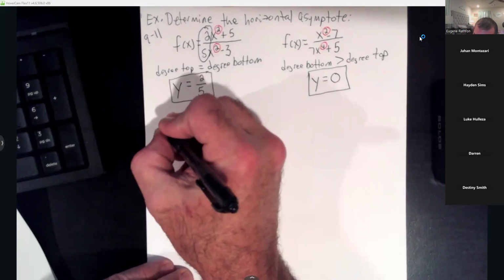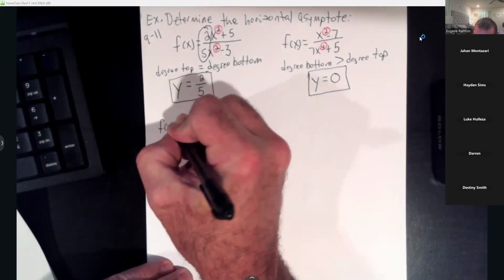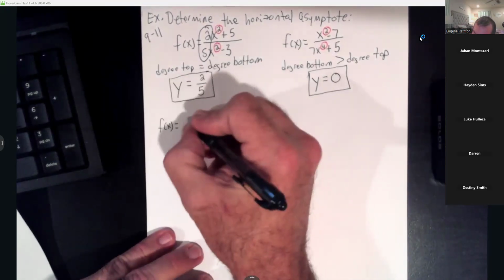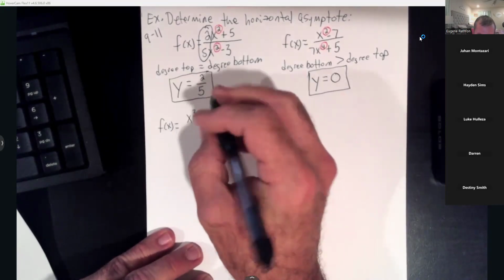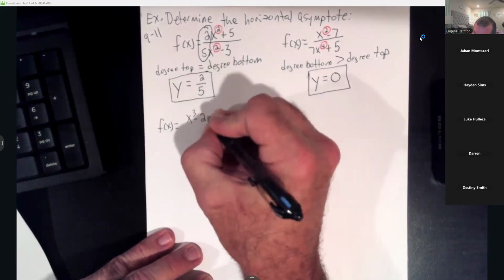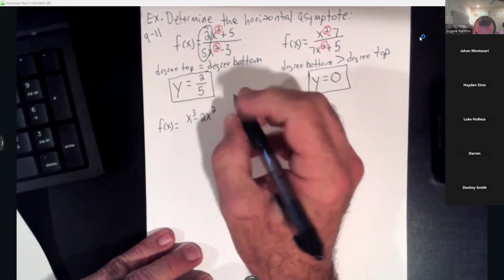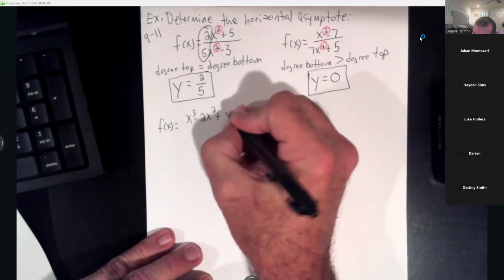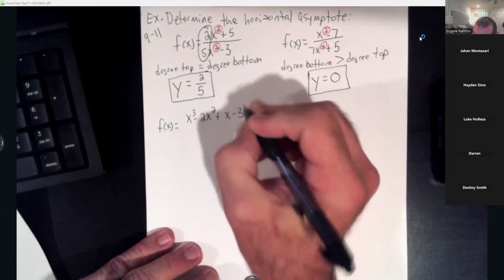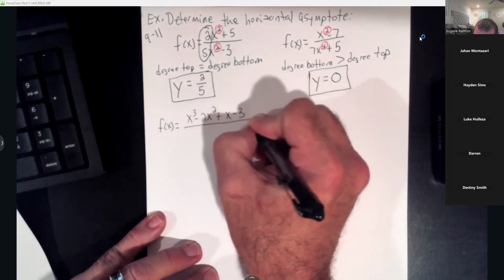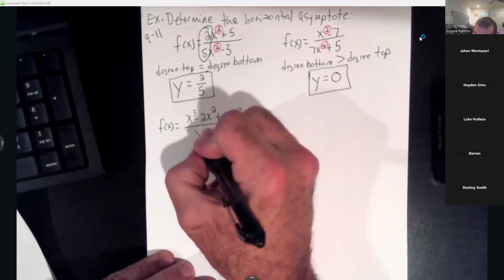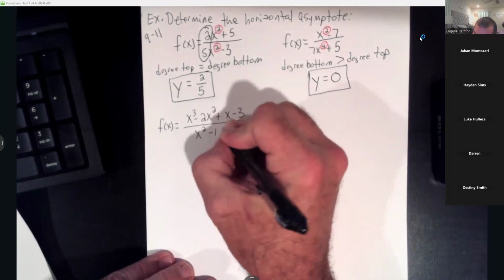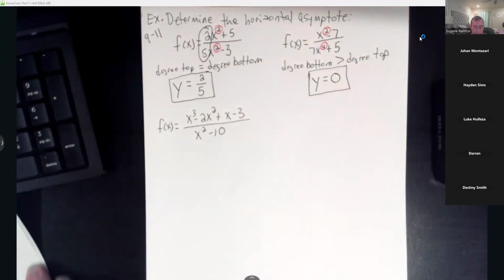All right, so the next one was f of x equals x to the third minus 2x squared plus x minus 3 over x squared minus 10.